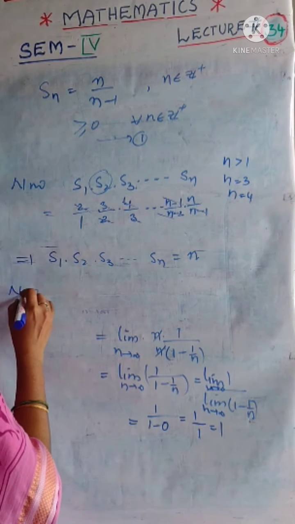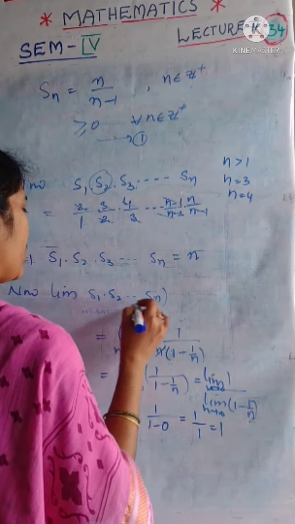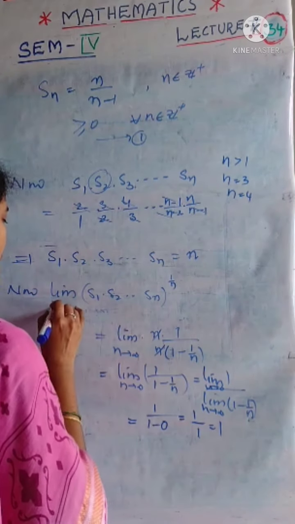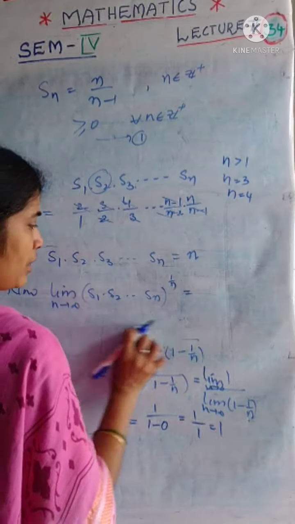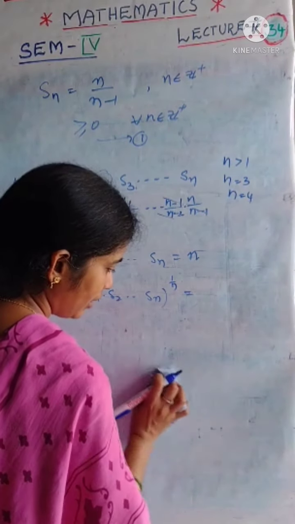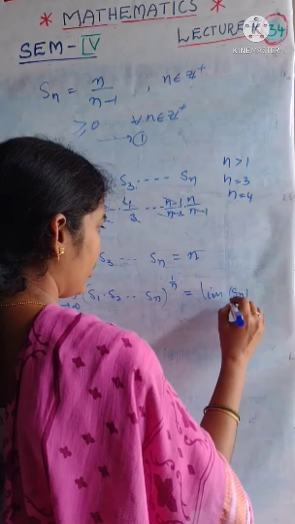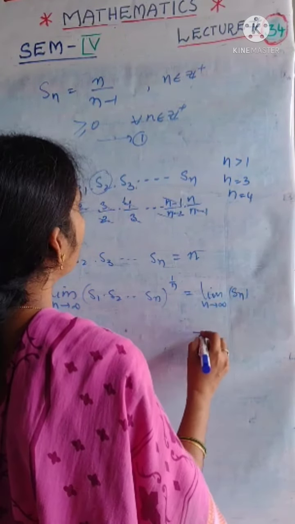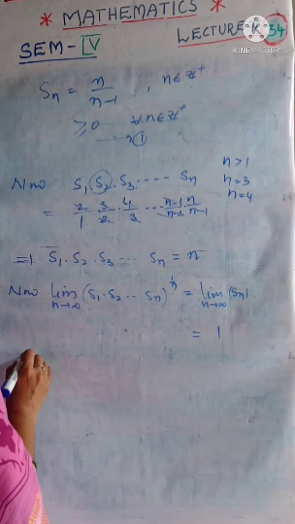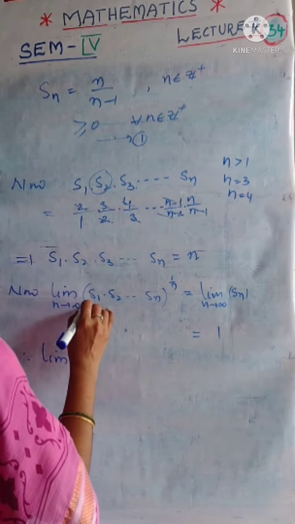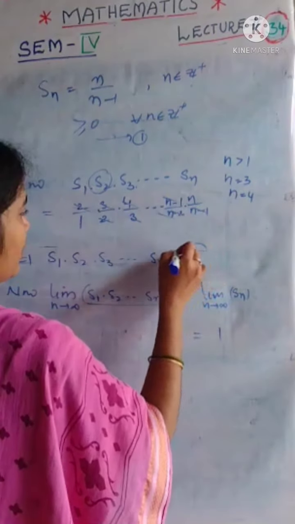Now, the limit of S1 dot S2 dot S3 and so on up to Sn to the power of 1 by n when n tends to infinity, what is this limit value? By the result it is nothing but the limit of Sn. What is the limit of Sn? It is nothing but 1, we already proved. Therefore, replacing this value, the product value is obtained as n.